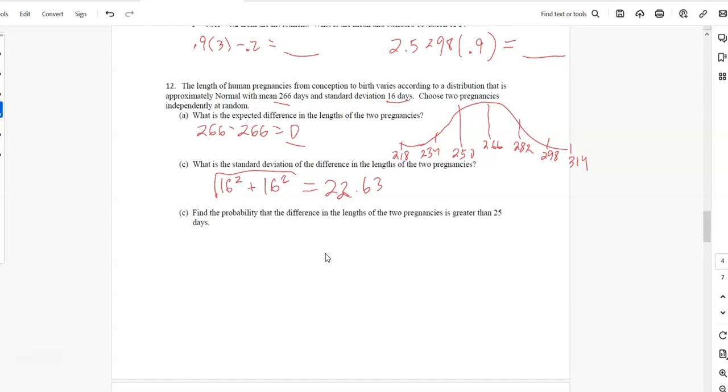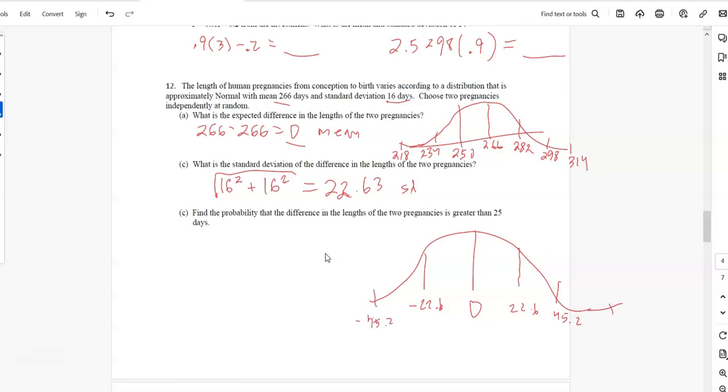Now, find the probability the difference in the length of two pregnancies is greater than 25 days. It turns out I didn't need to do that, I just am in the habit of doing that. Now the mean of the two is 0, and the standard deviation is 22.6. It would be nice to draw this. At 0, we go 22.6 to the right, 22.6 to the left, add another 22.6, that's 45.2, and negative 45.2, and one more standard deviation as well.